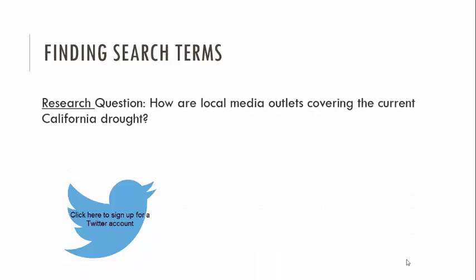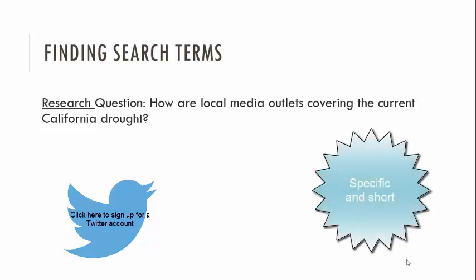Next, we will explore how to find keywords to search on Twitter that will lead us to hashtags we can follow for more information about a topic. Let's say you want to learn more about the 2015 California drought. Your specific research question is, how are local media outlets covering the current California drought? You will need to search a specific and short phrase, so California drought is our best choice here.